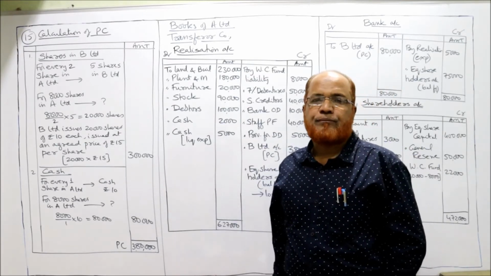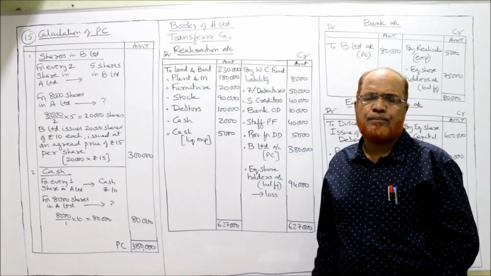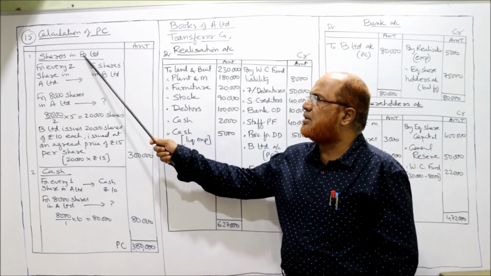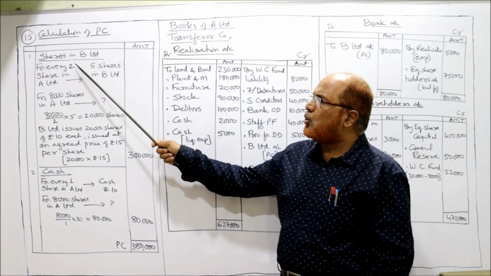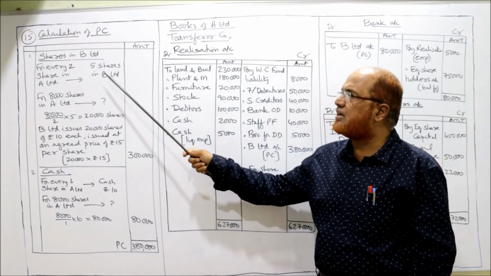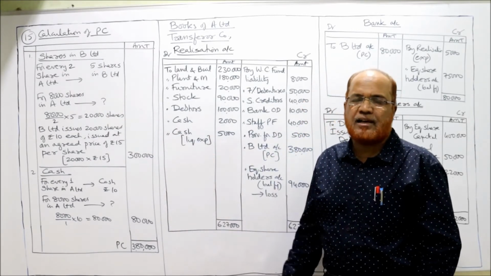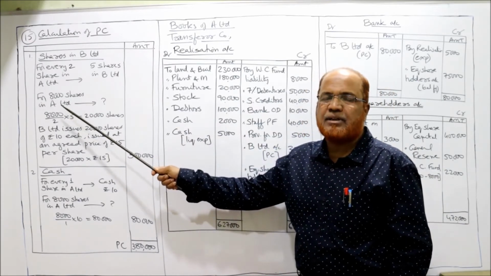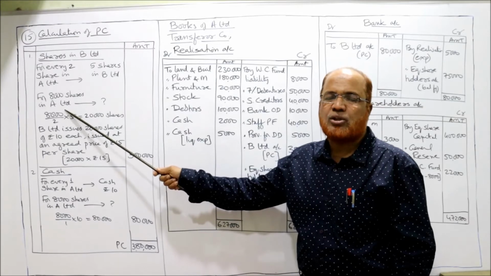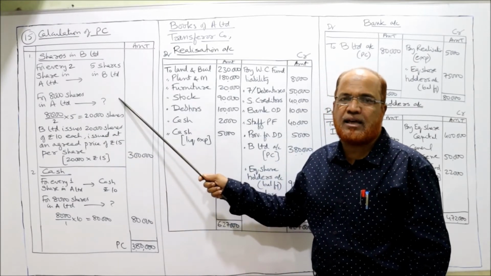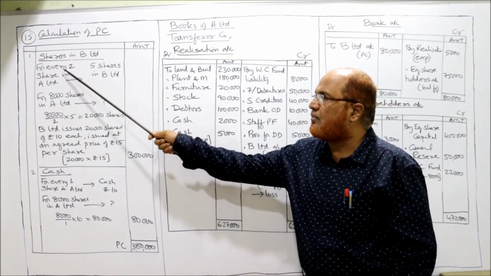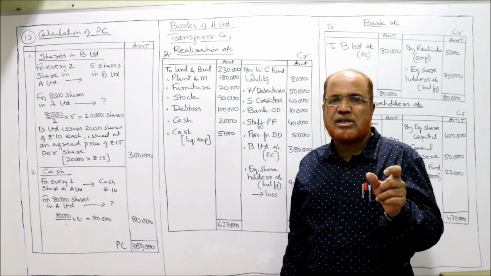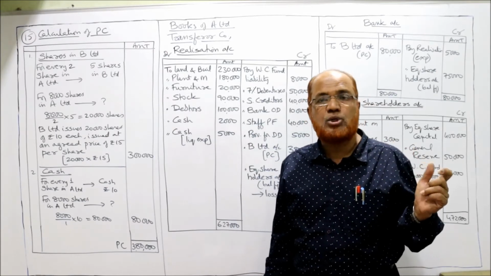First of all, calculation of PC. It's very simple because only two forms are given, cash and shares. First we take shares in B Limited. For every 2 shares in A Limited, 5 shares in B Limited. It is clearly given in the problem. For 8,000 shares in A Limited, look at the balance sheet, there are 8,000 shares, so in exchange how many shares will come from B? So 8,000 divided by 2 into 5, you will get 20,000 shares.